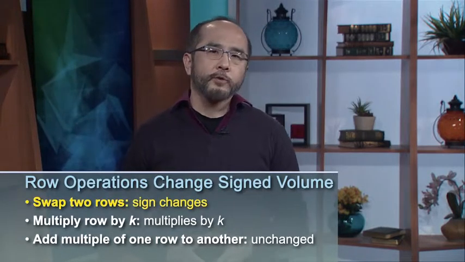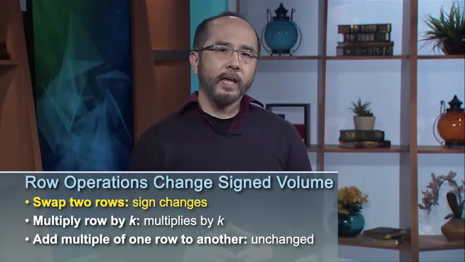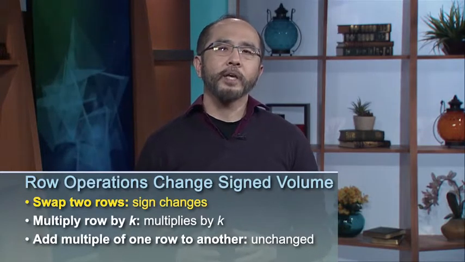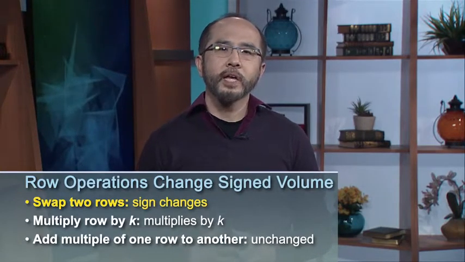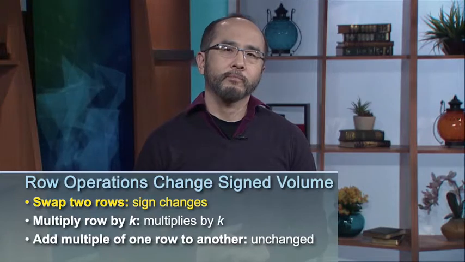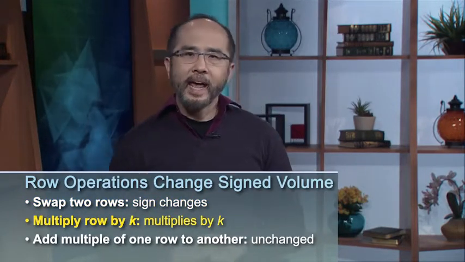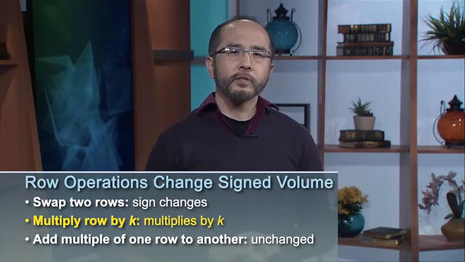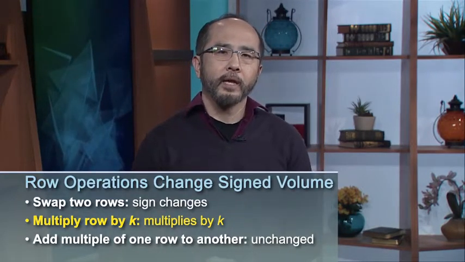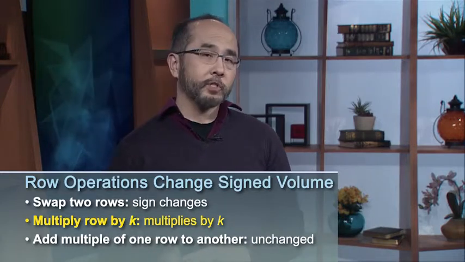First, if you swap two rows of a matrix A, the object has now been mirror reversed, so the signed volume flips sign. Second, if you multiply a row by a constant k, then you've just changed one dimension by a factor k. So the signed volume gets multiplied by k.